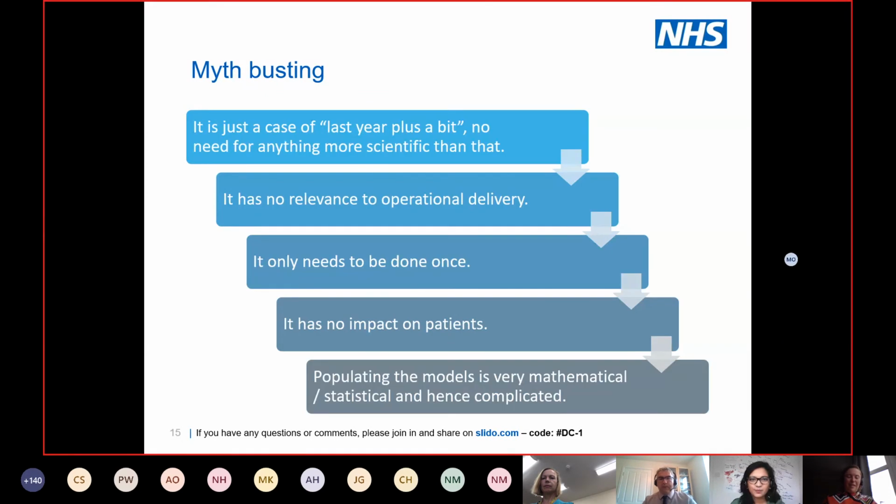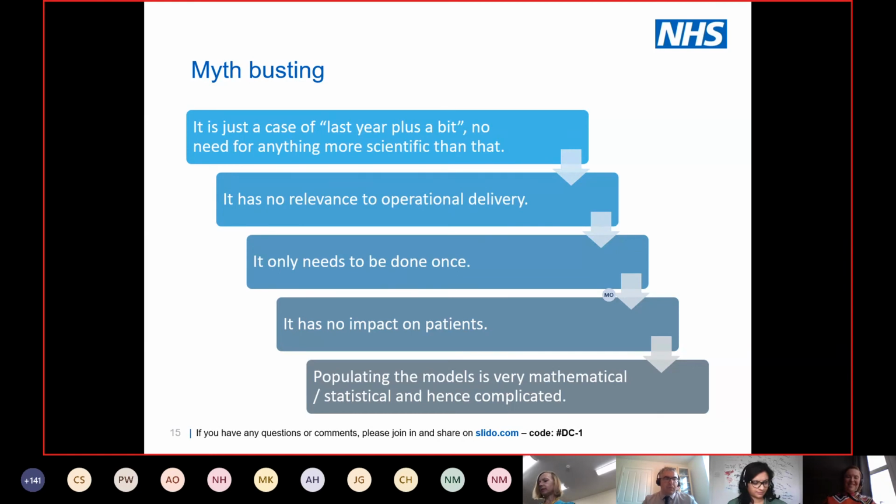Yeah, I think the idea that you can lock an analyst into a little darkened room and that they'll somehow magically know exactly how a service runs is a commonly held misbelief. Absolutely. So carrying on with some of our myths, sometimes with modelling, it's a case of thinking, well, it's simply last year plus or minus a little bit more, and how big that bit is might depend on the organisation. Nothing more scientific than that. Well, it's really not the case. It's got no relevance to operational delivery. No, not at all. And it only needs to be done once.